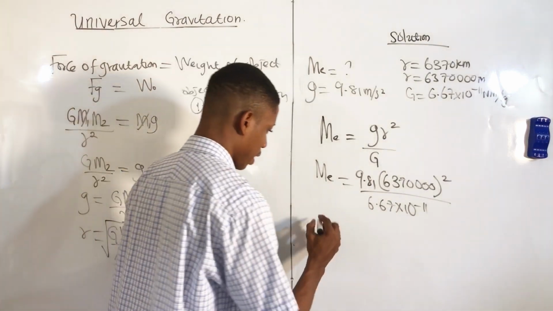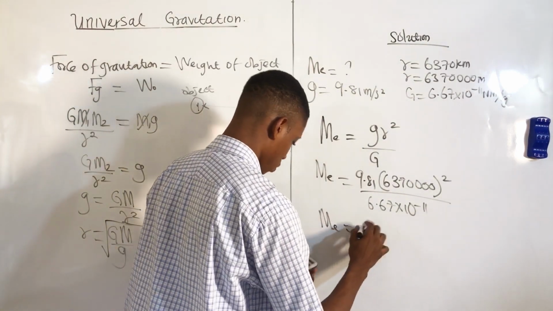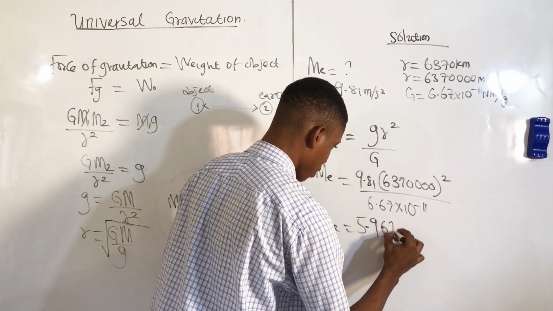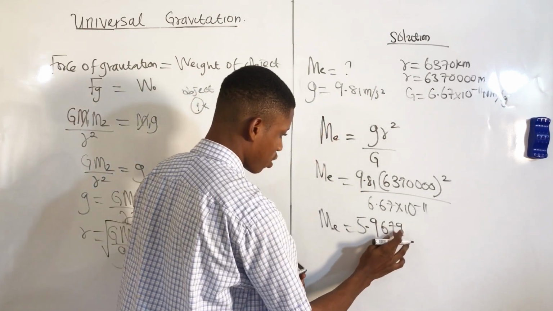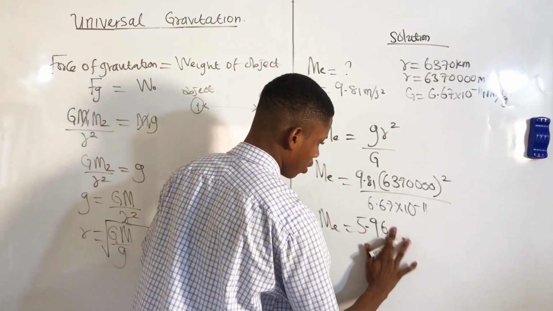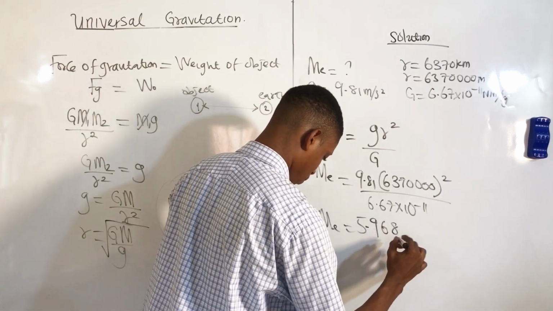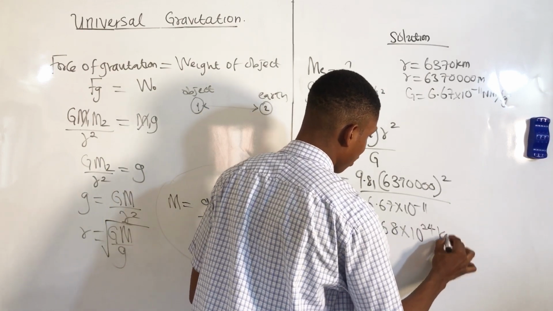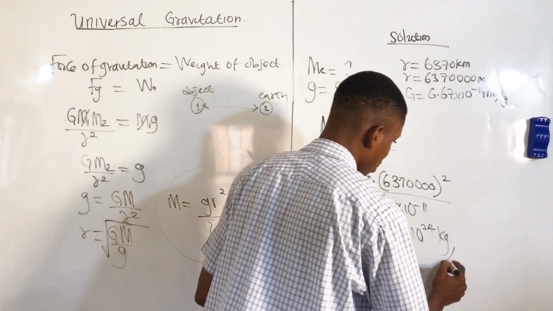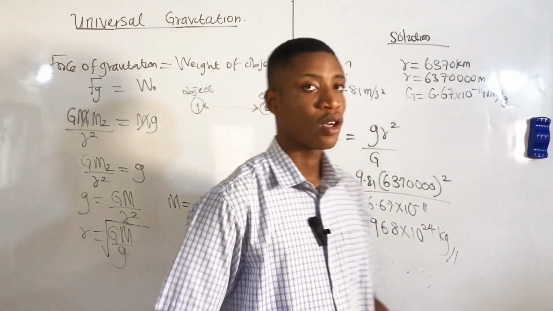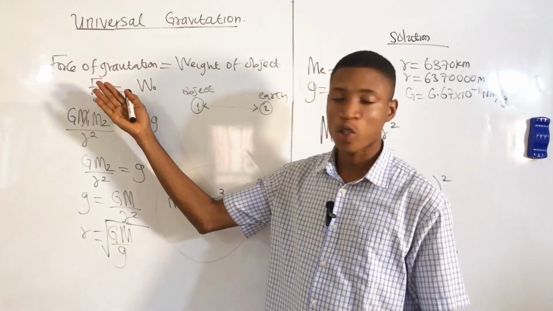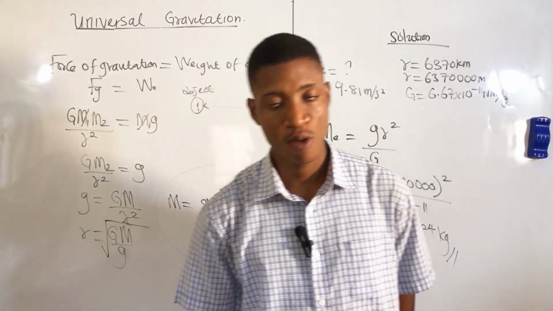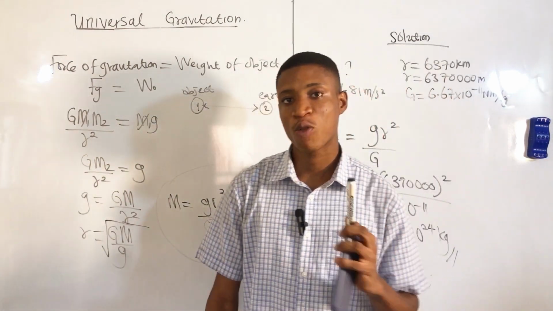We got a value of what? 5.9679. So we're going to approximate it. This becomes 6 times 10 raised to the power 24 kilogram, calculated using the principle that the force of gravity can be equal to the weight of an object. Is that understood? Now let's solve a very peculiar question.